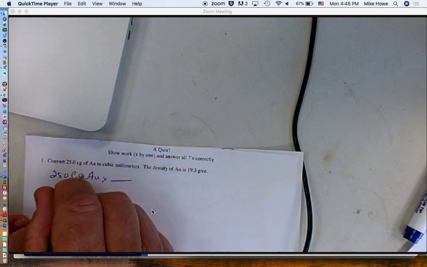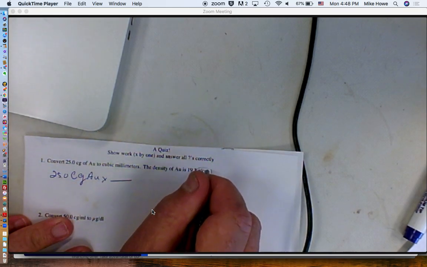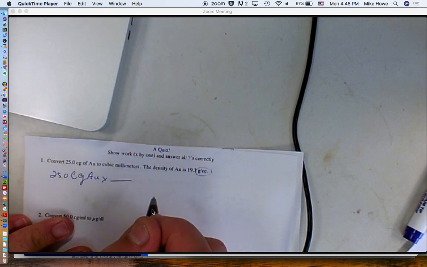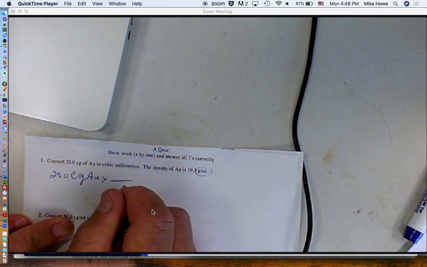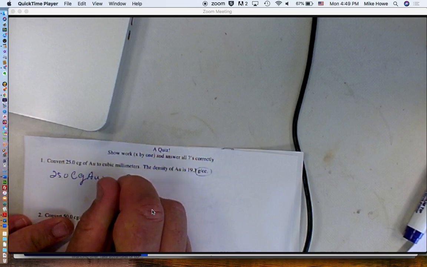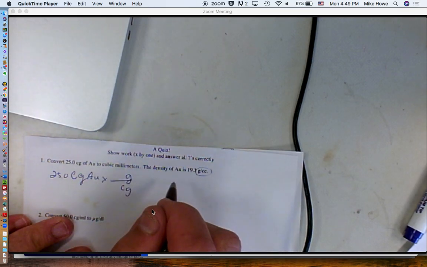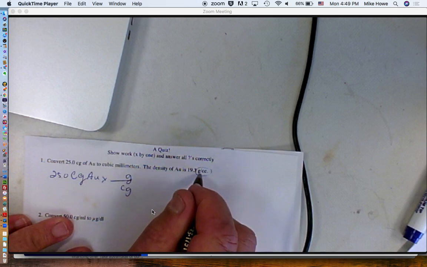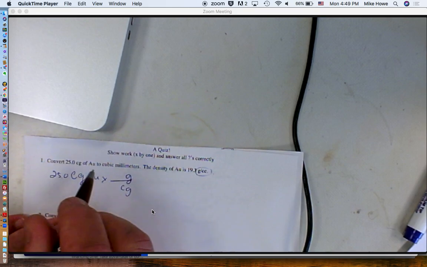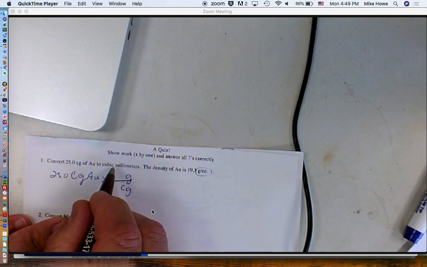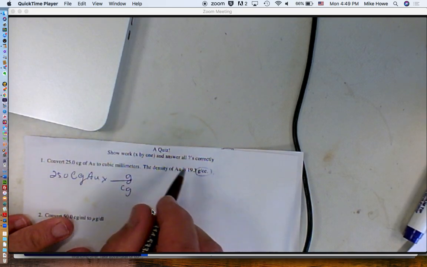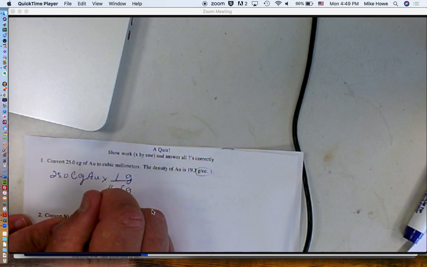So I'm going to get rid of centigrams. Same kind of thing we had in the other quiz. You have to change centigrams to grams. So centigrams here, grams here. The reason for that is we need to change to the unit to match the unit of density that we have. We were given the density in grams per cubic centimeter. Again, this is mass, this is volume, so you need to use density to make the change. So one of these is 100 of those.